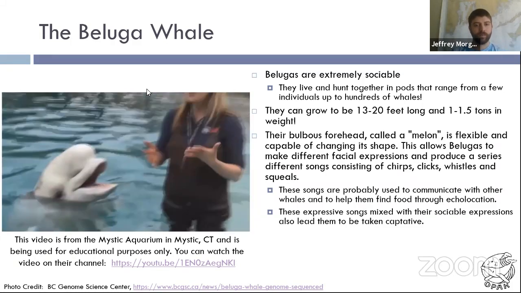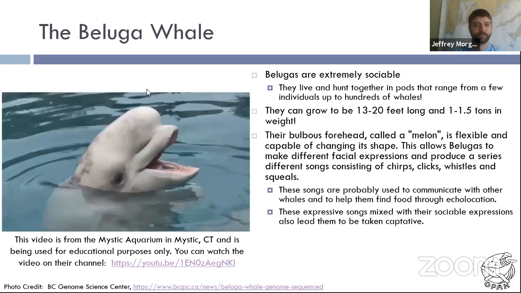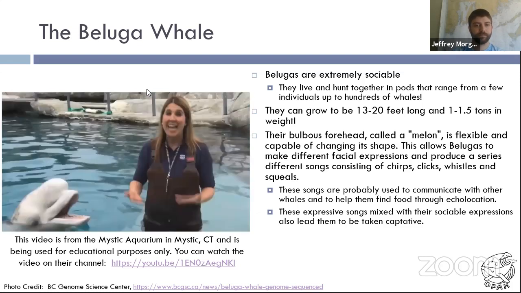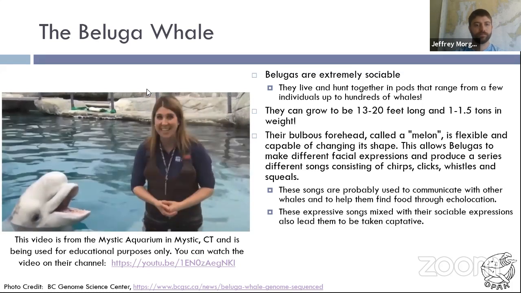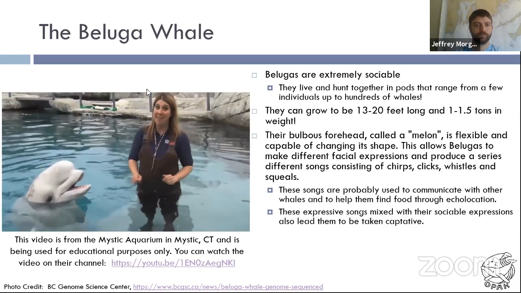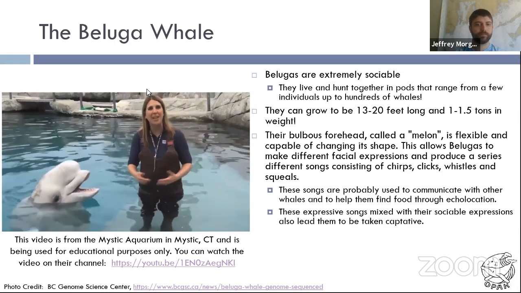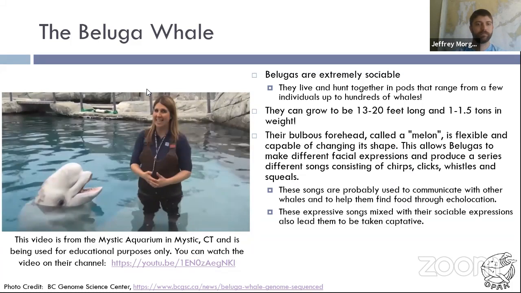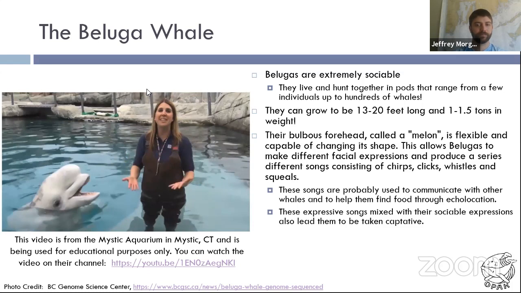Now, those clicks will bounce off of objects in the animal's environment and return to them in the form of an echo. This is processed by their brain, and they're able to identify what's in front of them without using their eyes at all. Beluga whales do not have any vocal cords, so all of the sounds that they make come from the blowhole on the tops of their heads. They have two air sacs in there that they can manipulate the shape of, blowing them up or shrinking them down, thus making the different pitches.